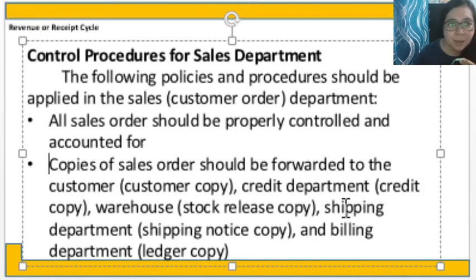Another is billing. Of course, this is for the ledger copy for the recording of the sales transaction. So these are the different departments that should have the copy of the sales order. So that's how important sales order is in the sales department.